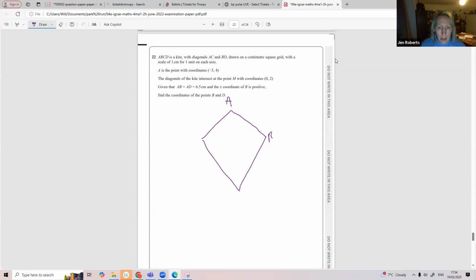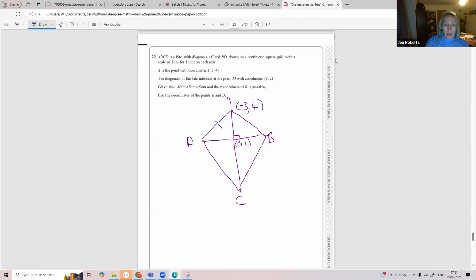A, B, C, D. There's a kite. Diagonals A to C and B to D. They cross at right angles. Important to know. I've not drawn this the right way round, but let's just put on this information. It's not in the right orientation on a grid here, but that's -3, 4. Midpoint: the diagonals intersect at the midpoint 0, 2.